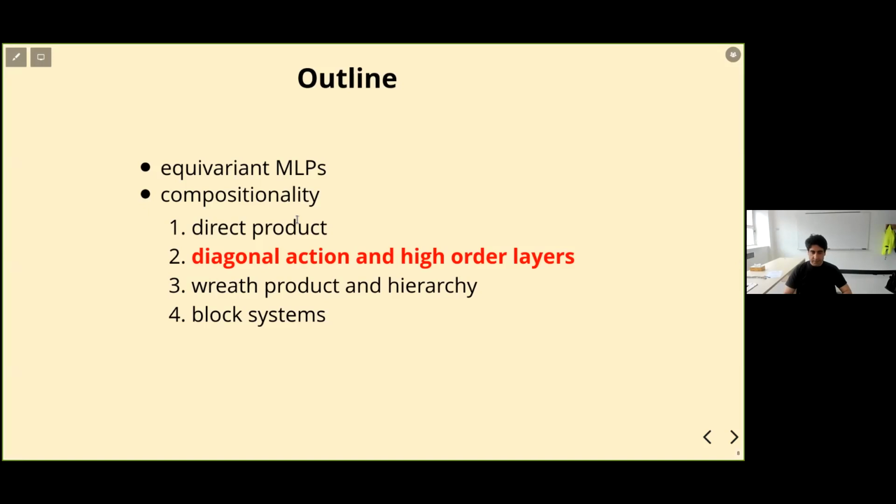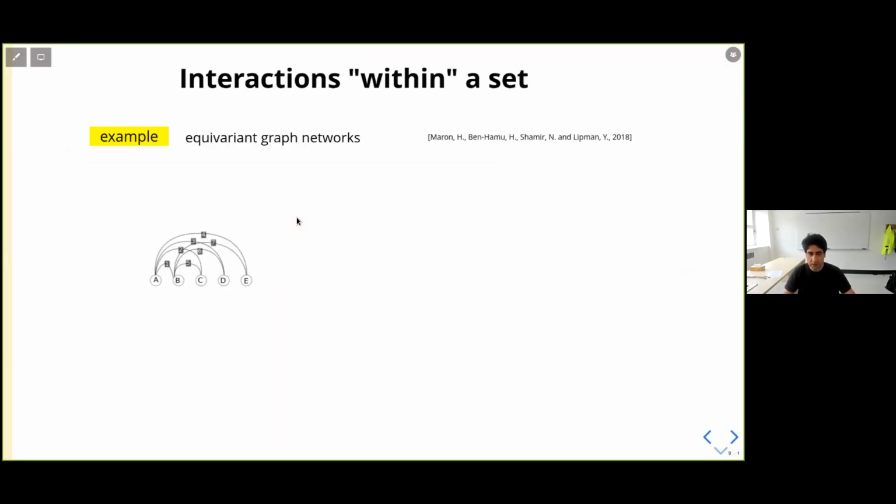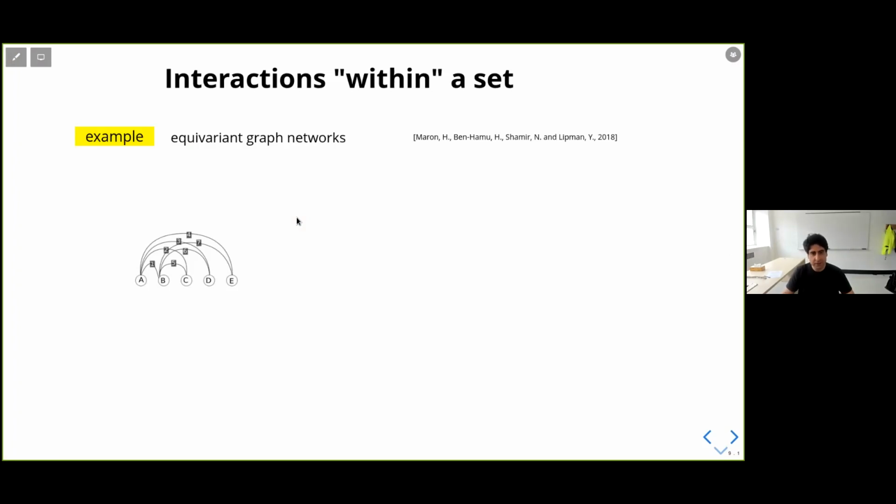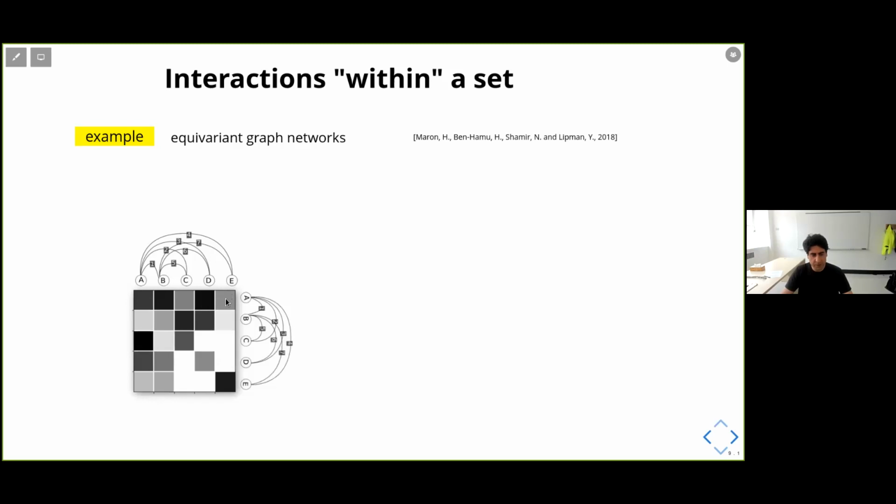Now let's look at a more complicated setup. This is the diagonal action of a group. The motivating example is that we want to look at interactions within a set of objects. So we have a graph, right? An example of this is a graph, and we want to look at the interactions of the nodes. We can do that by looking at the adjacency matrix. The difference with what we had before is that now the same group is being applied to the rows and columns.